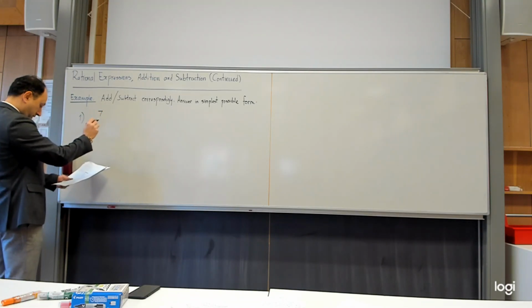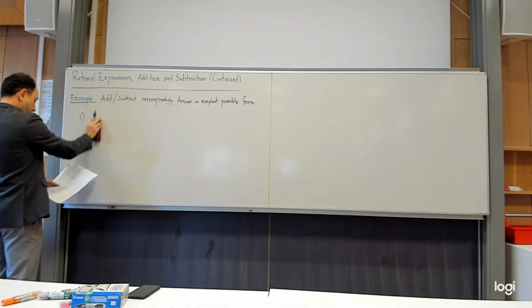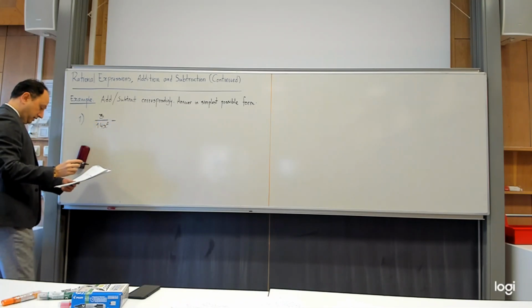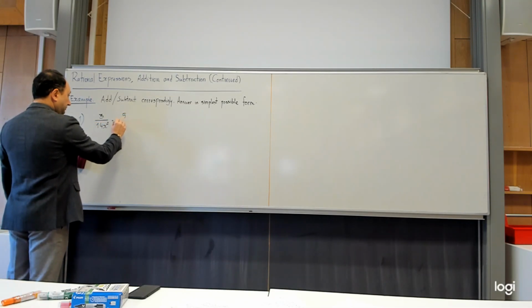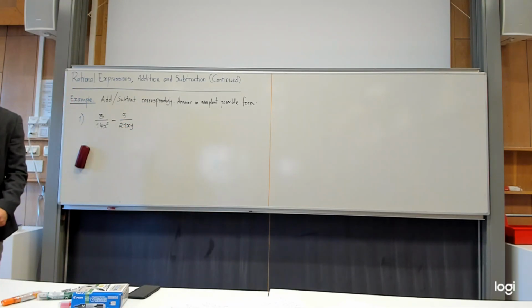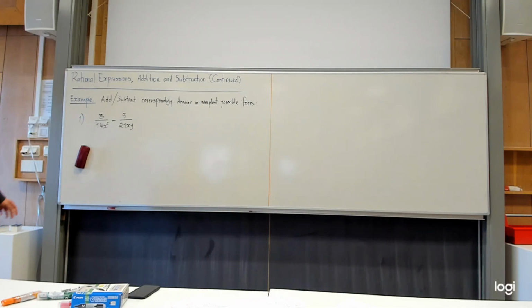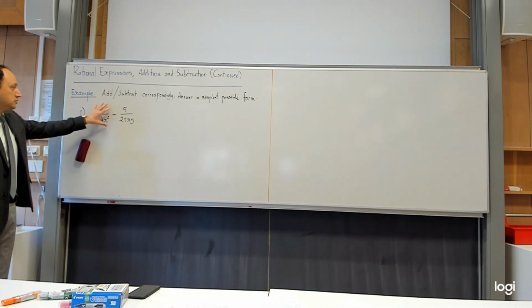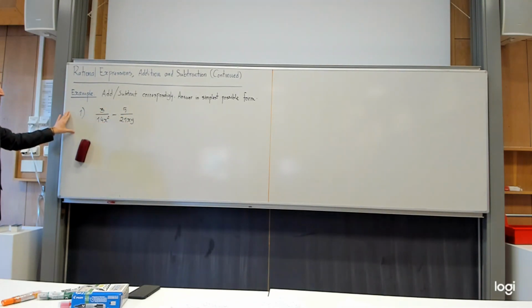For example, let me write here 14x squared minus 521xy. Okay, so this is also a very simple question, but at least you see some variables in the denominator. So here I am facing two rational expressions. I want to subtract them.